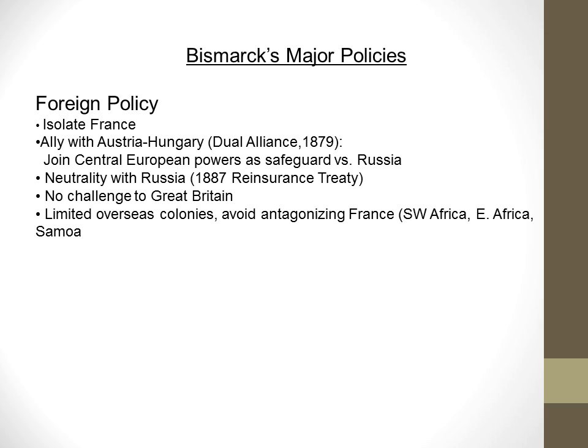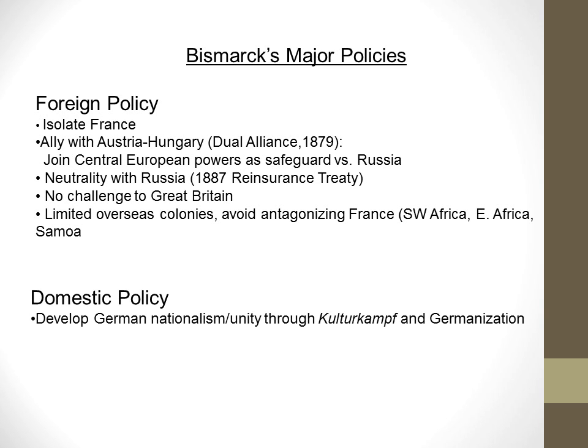Germany also limited their overseas colonies, and this was in part because Germany was late to the game of colonialism. They were a new power, and so when they came to be, many of the major areas of colonial activity had already occurred. But they also did this to avoid antagonizing other imperial powers like the French. Germany colonized areas of West Africa, East Africa, and also German Samoa. But they had a relatively limited overseas colonial empire, though they did have one.